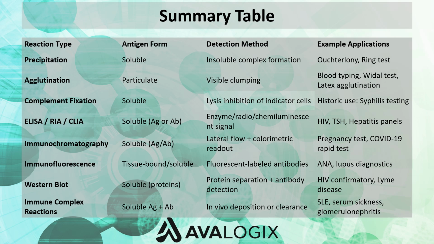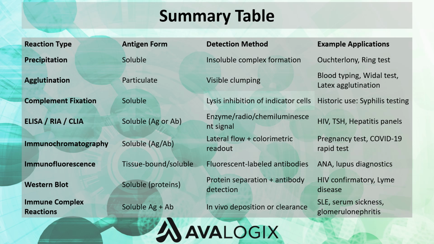First, precipitation. This involves soluble antigens and antibodies forming an insoluble complex. The classic example is the ring test or Ouchterlony double diffusion. Precipitation is mostly qualitative and used in research or older diagnostic techniques. Next, agglutination, which occurs when antibodies bind to particulate antigens, such as cells or latex beads, causing visible clumping. This is used in blood typing, the Widal test for typhoid, and latex agglutination tests.